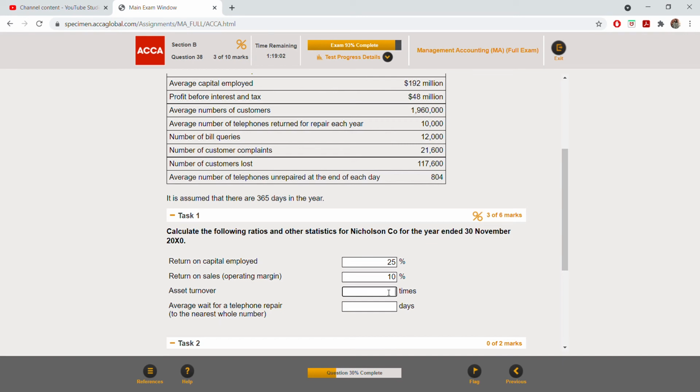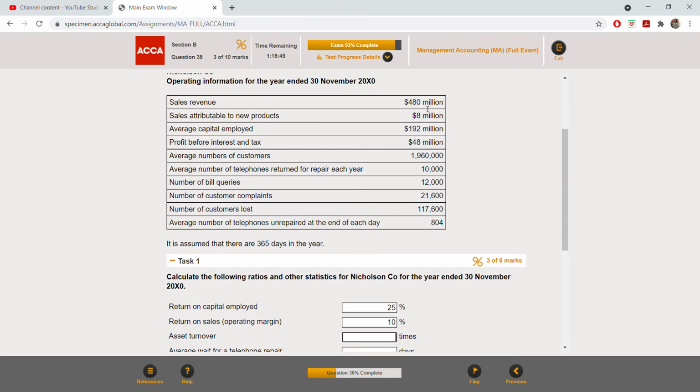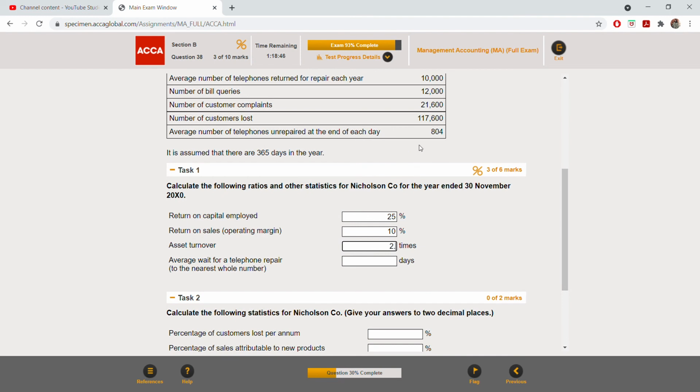Next, asset turnover. The formula is revenue divided by average capital employed. So sales is 480 divided by 192, which will give you 2.5 times. Next, days, average wait for a telephone repair. Okay, so what could it be? How do you calculate it? It is the number of repairs each year into 365 days. Okay, so average number of telephones unrepaired at the end of each day, how much is it?